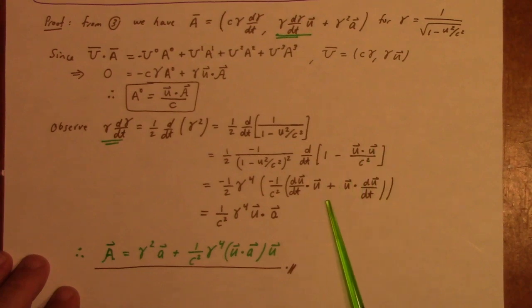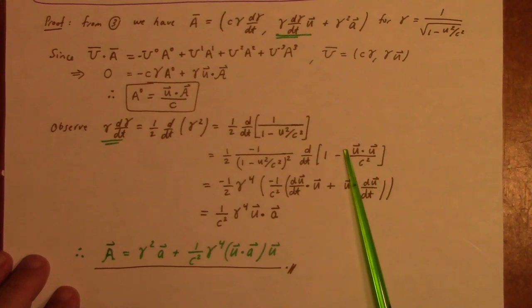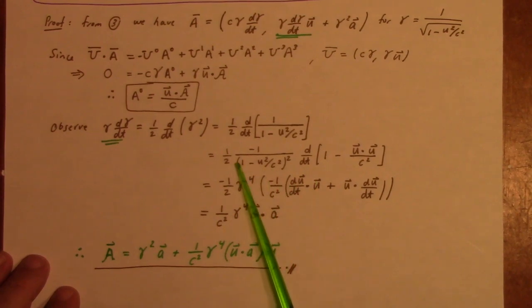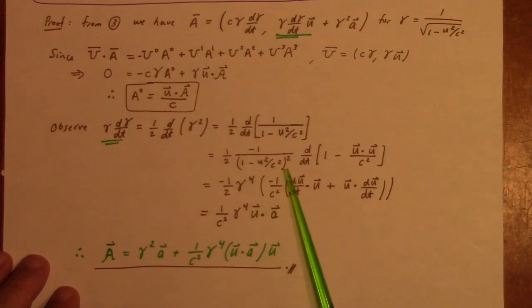Derivative of this is all this jazz: du/dt dot u plus u dot du/dt, lovely. And you still got this minus 1 over c squared riding along over here. So that 1 over c squared comes out here, and there's a gamma to the 4th, because this is the square root of all that stuff to the 4th power. That's where the gamma to the 4th comes from.